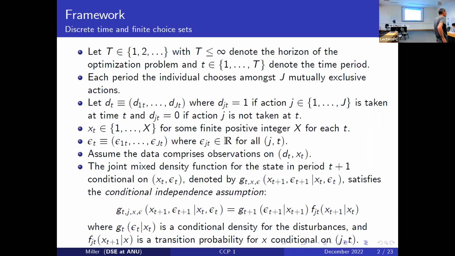The next period state variables only depend on this period state variables, and they're all observed. So that makes things a lot more empirically tractable than a situation in which next period state variables depend on unobserved stuff this period.